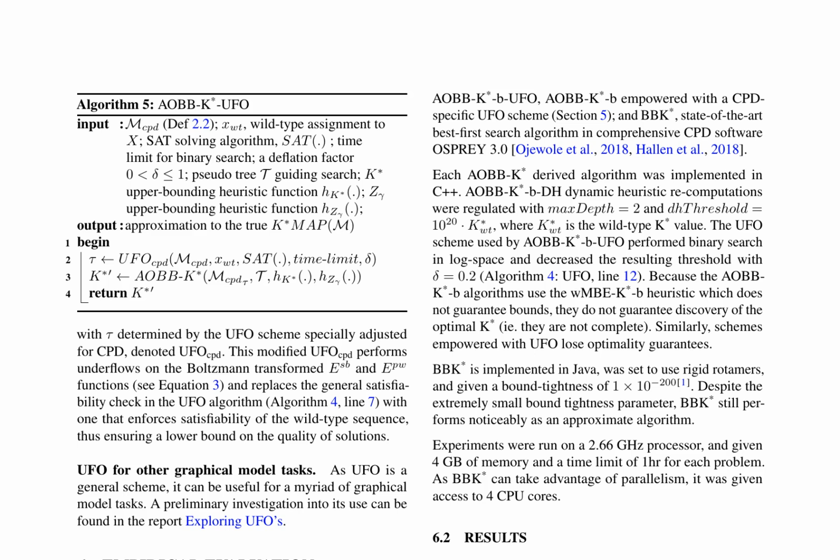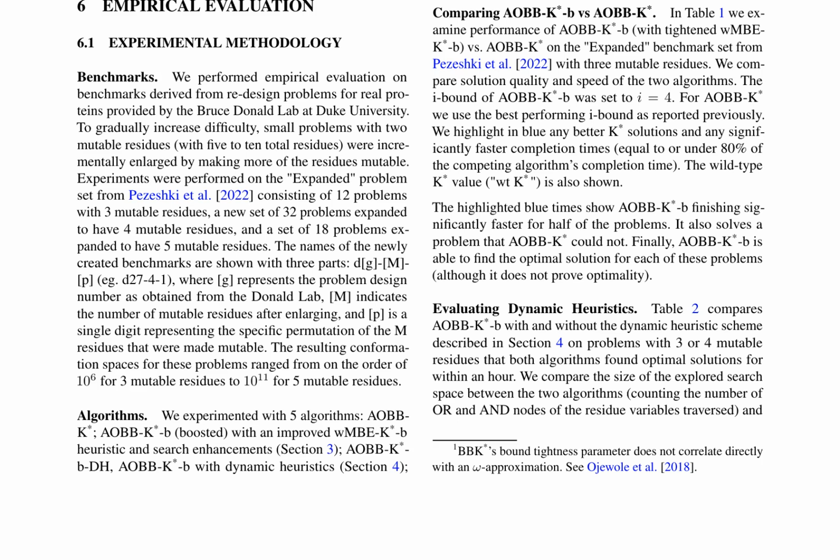The empirical evaluation of the proposed algorithms is conducted on benchmarks derived from redesigned problems for real proteins. The experimental methodology involves incrementally increasing the problem size by making more residues mutable. 5 algorithms are compared: AOBB-K, AOBB-KB, AOBB-K, AOBB-K UFO, and BB-K, a state-of-the-art best-first search algorithm. The results show that AOBB-K outperforms AOBB-K in terms of solution quality and speed on the expanded benchmark set.